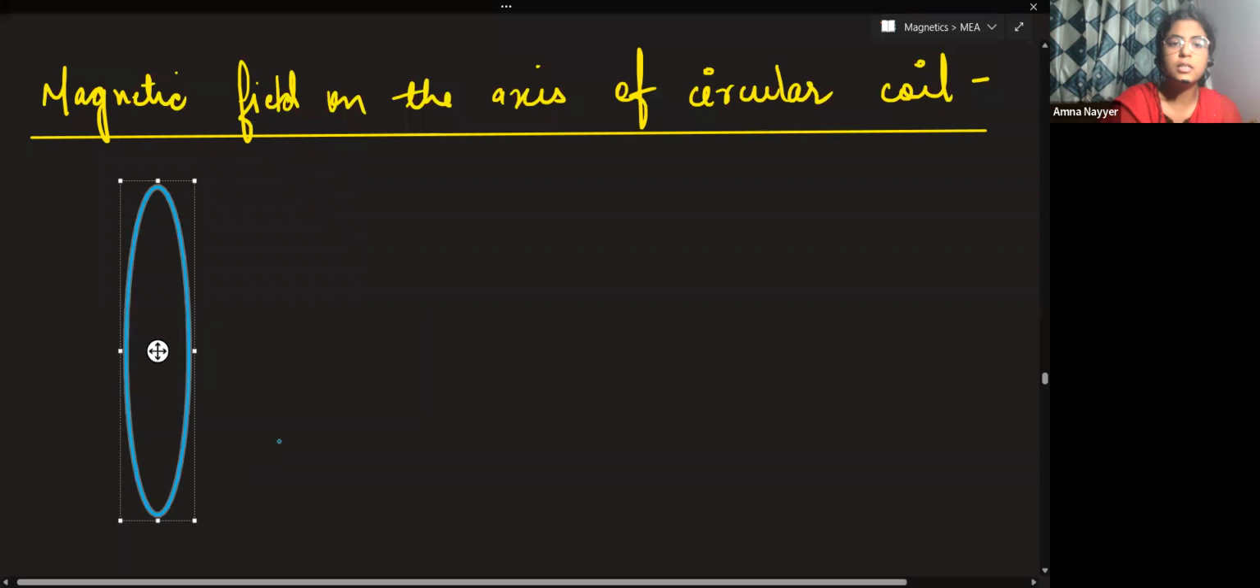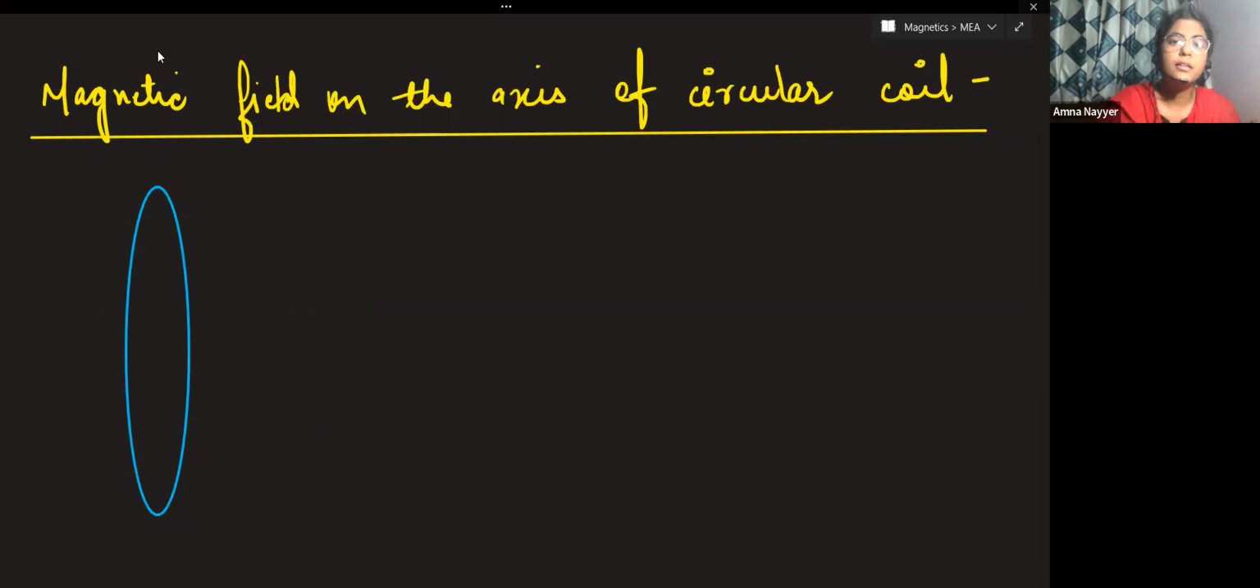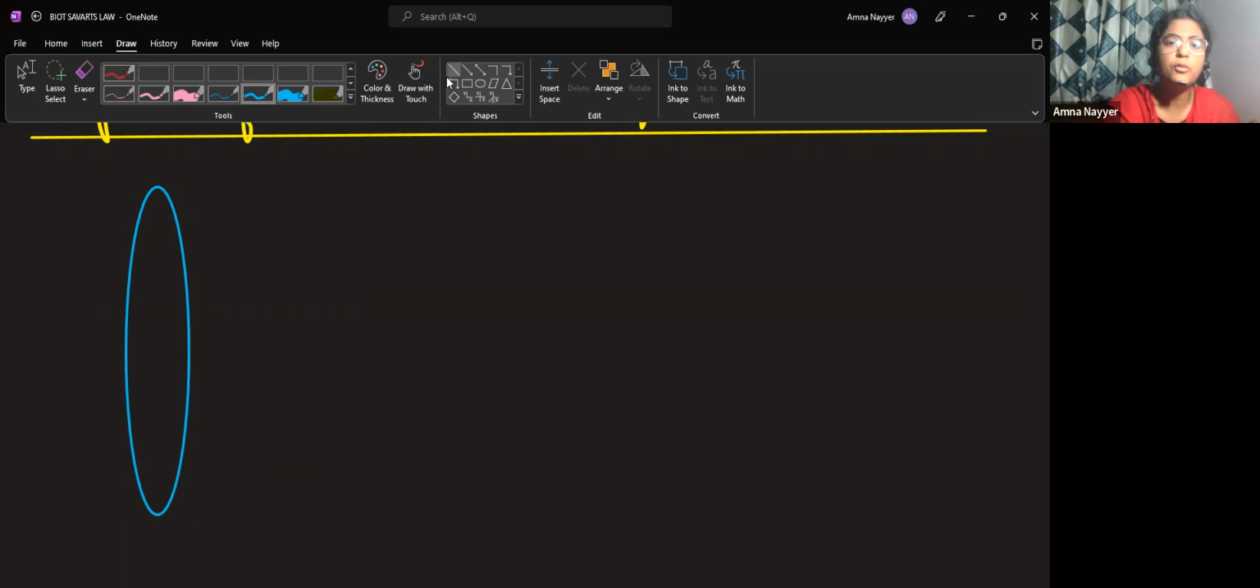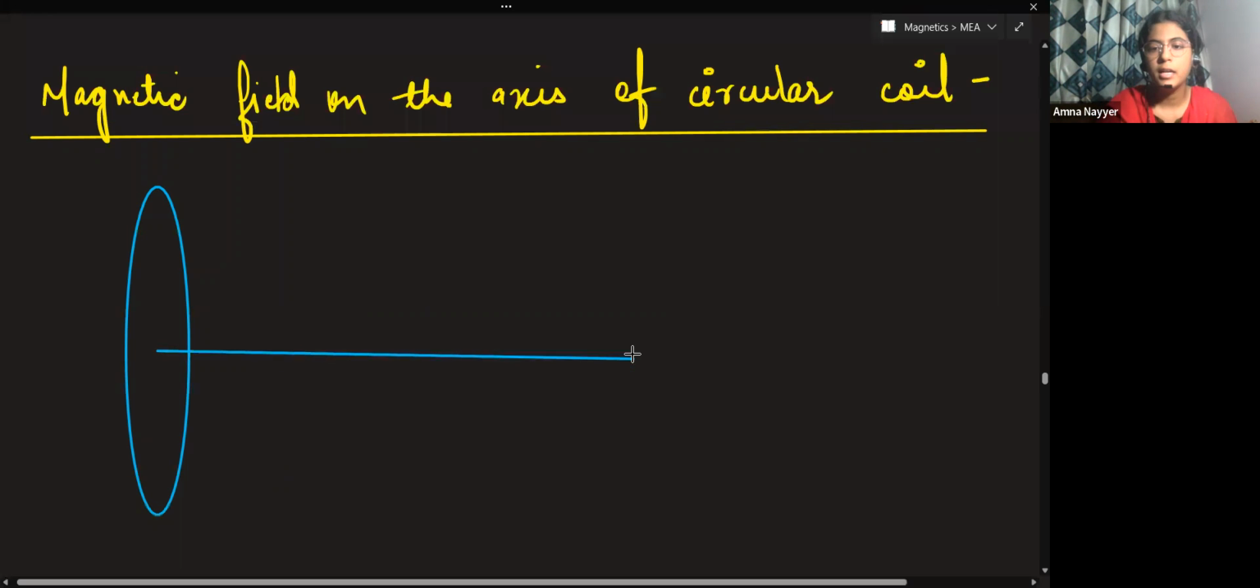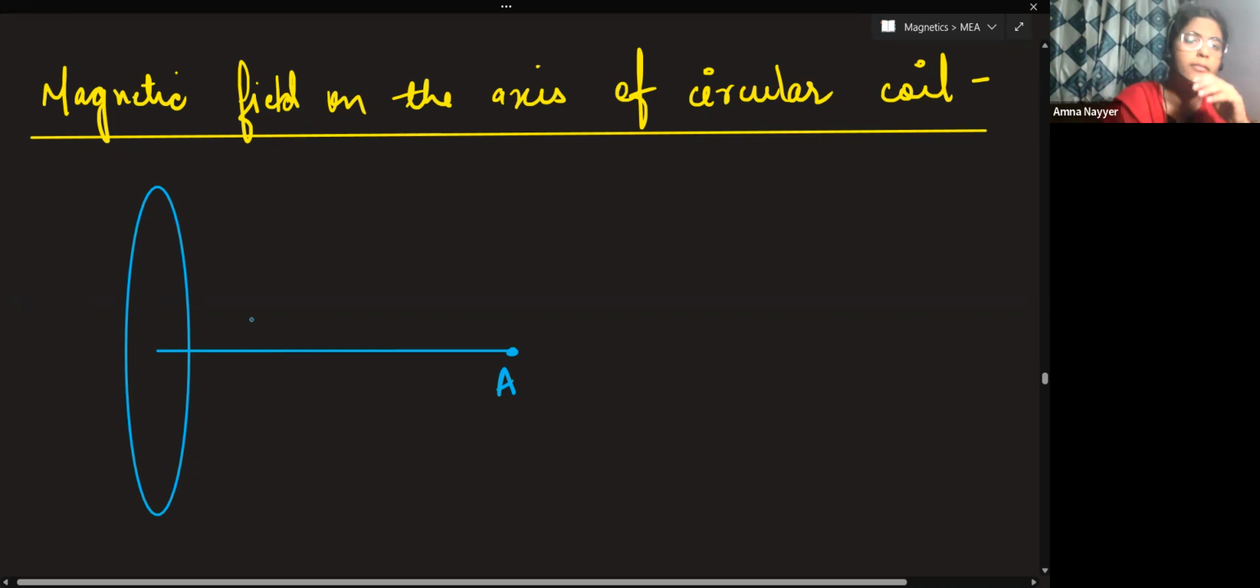This is your circle. The circle has been kept like this, that's why I'm drawing it thinner. It is not in the shape of an oval. At this point, for example, at this point A, if I have to calculate the magnetic field, then what? At the center, we know it is mu naught I divided by 2R.